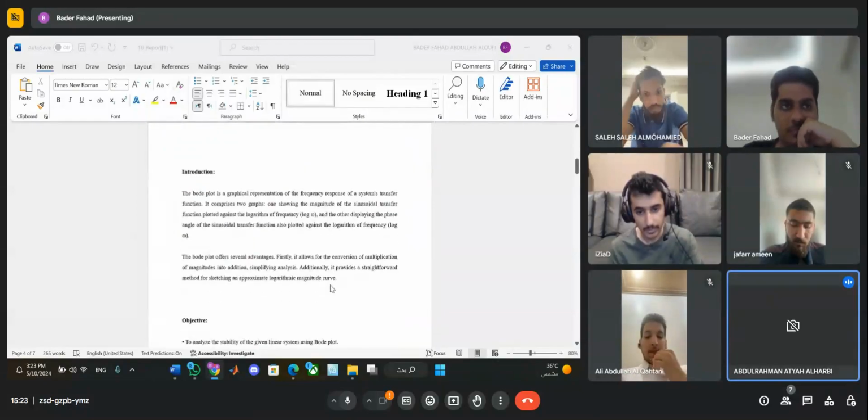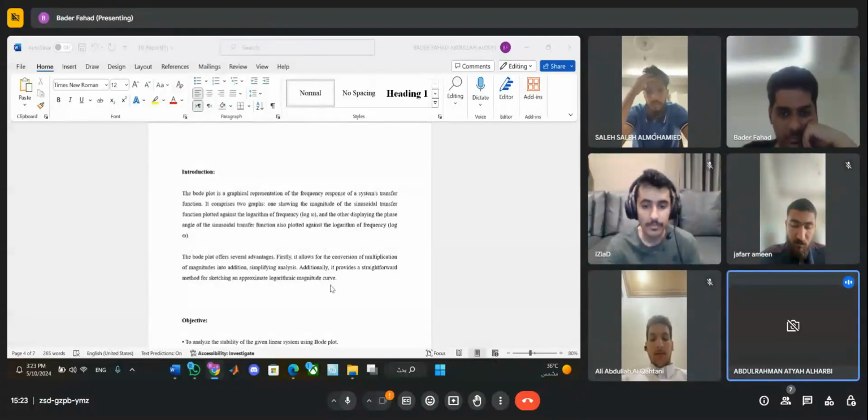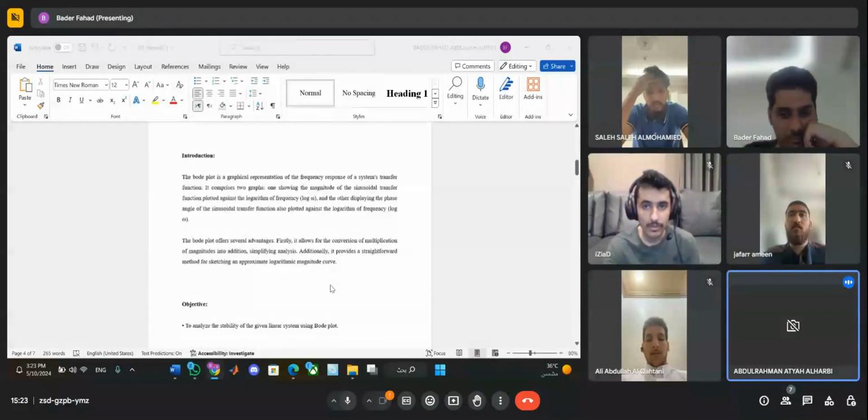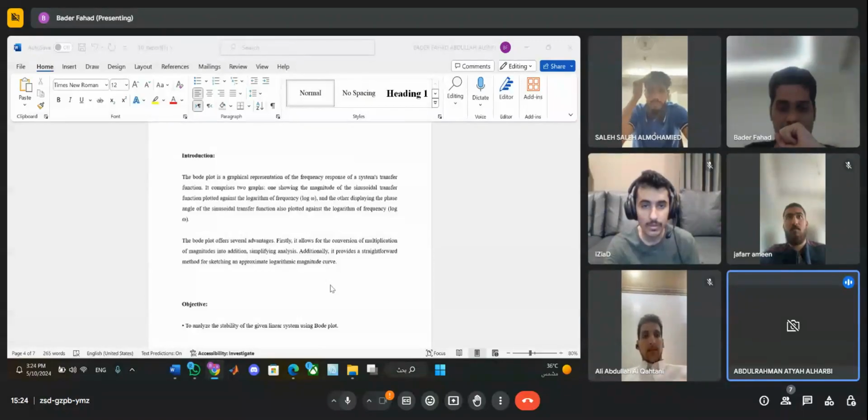In this lab, we will use the Bode plot, which is a graphical representation of the frequency response of a system transfer function. It comprises two graphs, one showing the magnitude of the sinusoidal transfer function plotted against the logarithm of frequency, log omega, and the other displaying the phase angle of the sinusoidal transfer function, also plotted against the logarithm of frequency, log omega. The Bode plot offers several advantages.